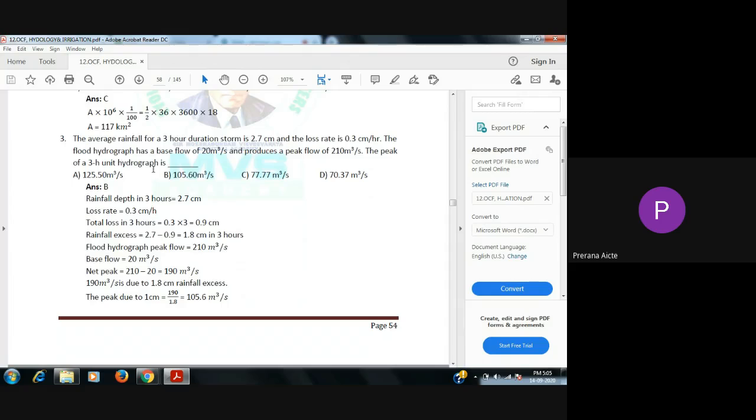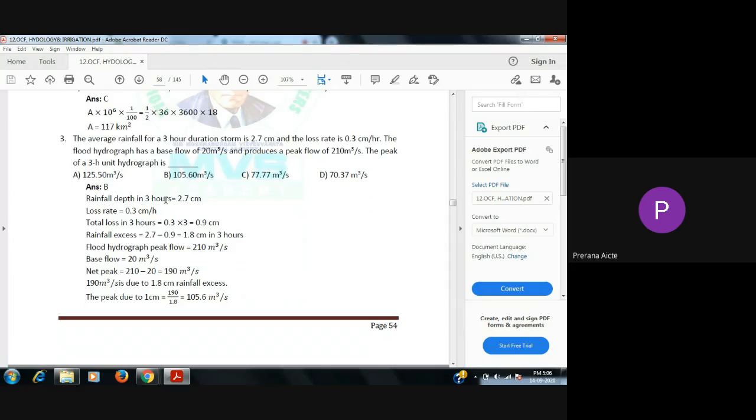The flood hydrograph has a base flow of 20 meter cube per second. What is a flood hydrograph? It's a total hydrograph again. So it has a base flow of 20 meter cube per second. Now if you separate the base flow from the flood hydrograph, you get the direct runoff hydrograph, and it produces a peak flow of 210 meter cube per second. The peak of a 3-hour unit hydrograph is, let's see step by step.